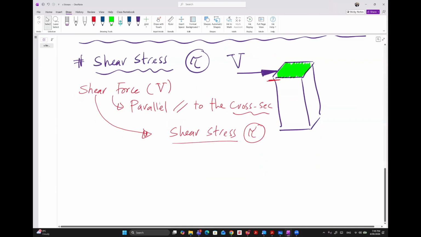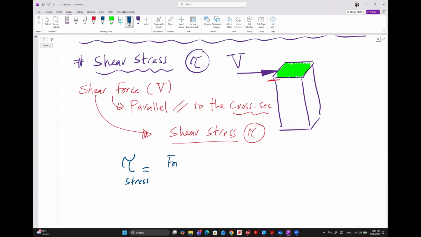The formula for tau, can you expect the formula of tau? Any stress? Force over area. Yeah, so still force over area. What is the force now in this case? V. What is the area? Still A. So actually the concept is the same, but what is the difference? The direction of the force. So the shear stress is equal to the shear force divided by the area.